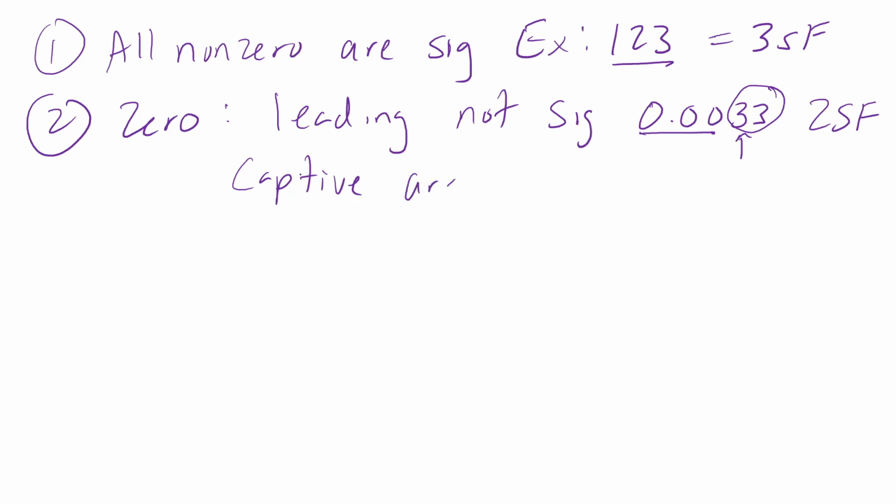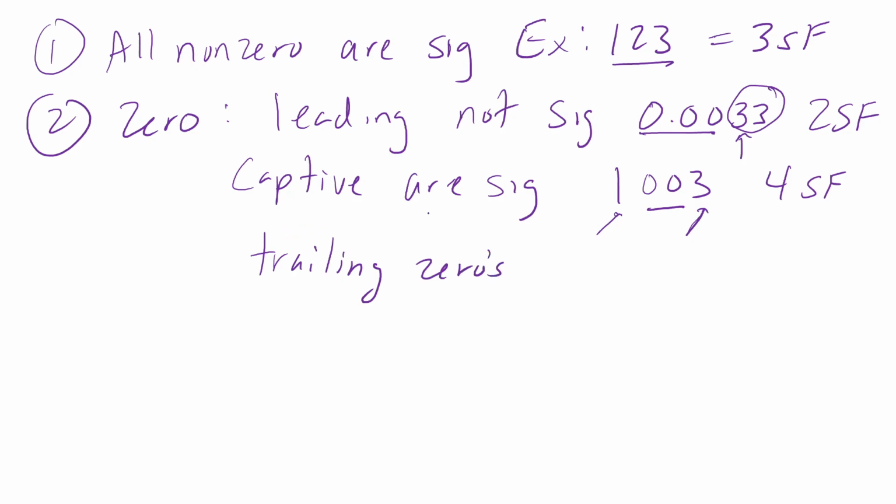And these are significant. And these are zeros, again, between 2 non-zero numbers. So 1003. Start counting here. These are trapped between 2 non-zero numbers. So this guy would have 4 significant figures.